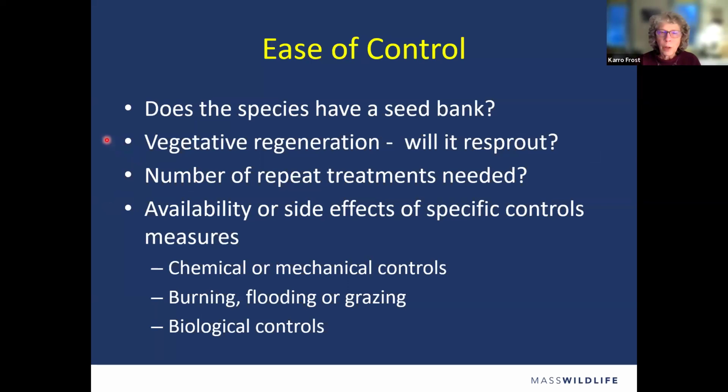Vegetation regeneration. Will it resprout? Such as the Japanese knotweed. If it's going to, how many repeat treatments are you going to need? What are the side effects of any of the specific controls? And you may use things besides just hand pulling. You may want to get into chemical or mechanical controls, or burning or flooding or grazing, or some of the biological controls. So think about, what are your side effects? What are you willing to put up with? There's no one right way to do this.